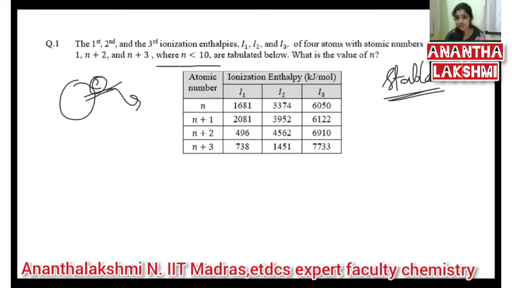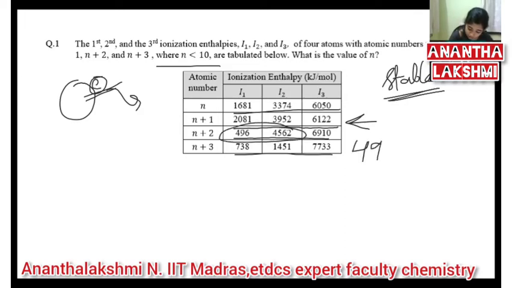For making our life simple, they have given n is less than 10. Now our job is to observe and get insight from this table. We can see for n, this is the thing. For n plus 1 ionization enthalpy is this, for n plus 2, this, n plus 3, this. Now, where do you see an unusual jump in ionization enthalpy? I would say in the first observation only. From 496 to 4562, there is an enormous jump, right?